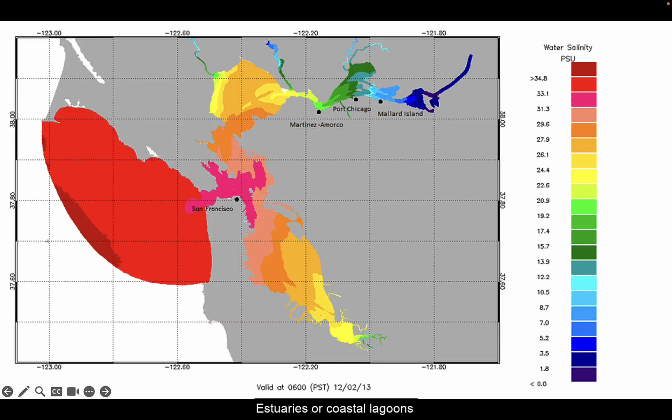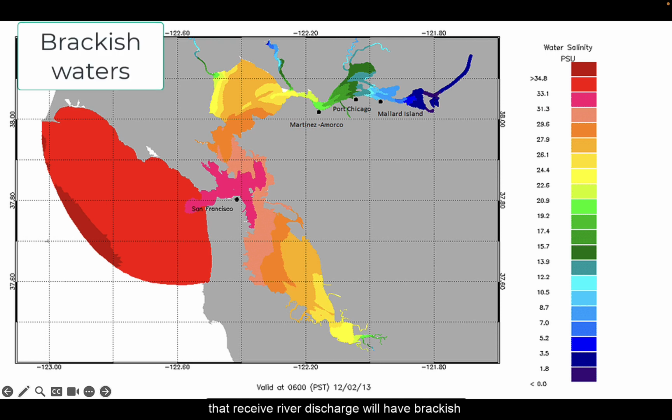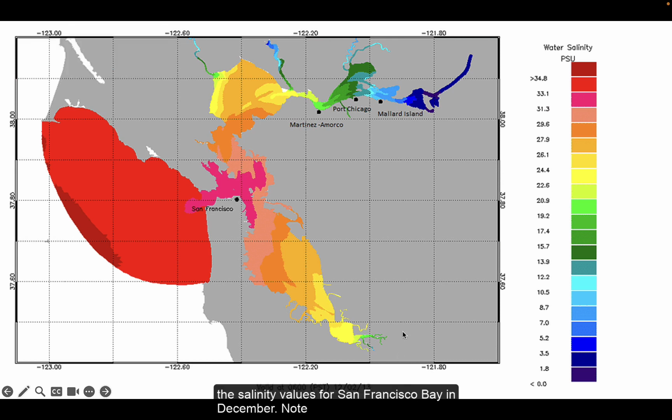Estuaries or coastal lagoons that receive river discharge will have brackish waters. That means water with lower salinities when compared to ocean salinities. The image shows the salinity values for San Francisco Bay Estuary during December. Note that the lowest values are detected closer to the delta of the Sacramento River.